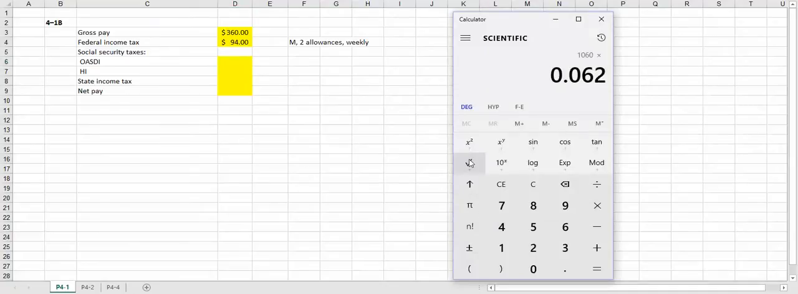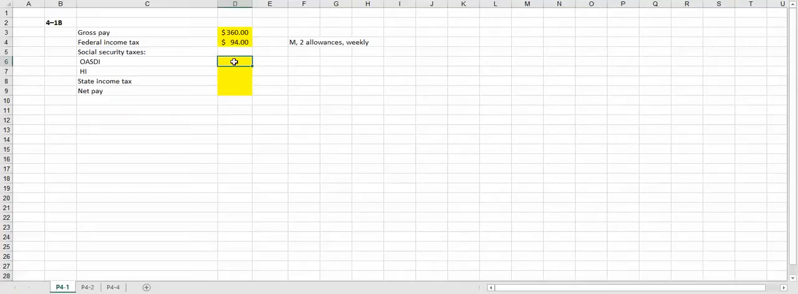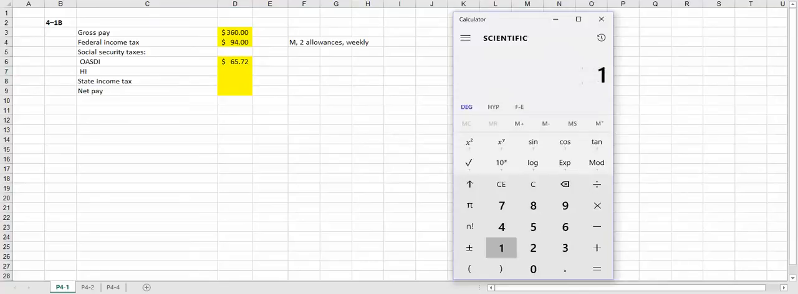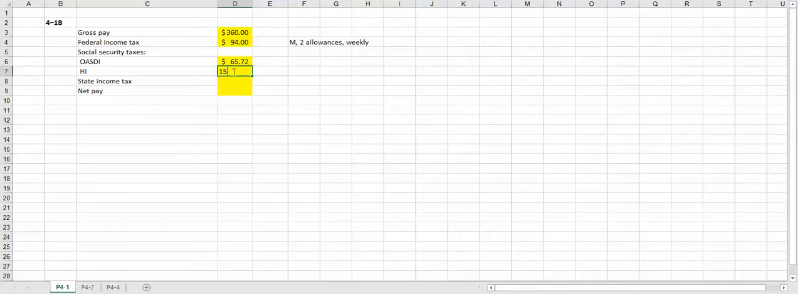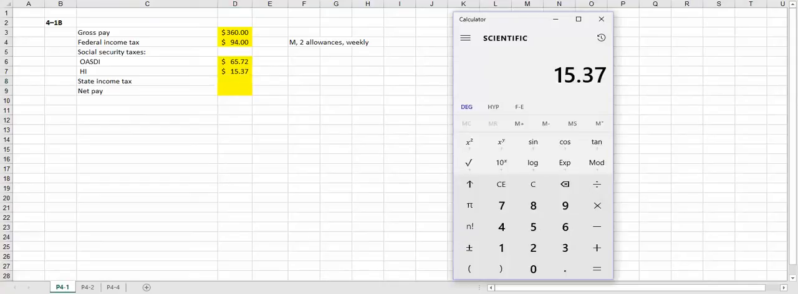OASDI, again, we're going to take the 1060 times the 6.2% gives us $65.72. We're going to take the 1060 again, times the 1.45%, gives us $15.37. And then state income tax. According to the textbook, it's 2% state income tax. So we're going to take our 1060 times 2%, gives us $21.20.